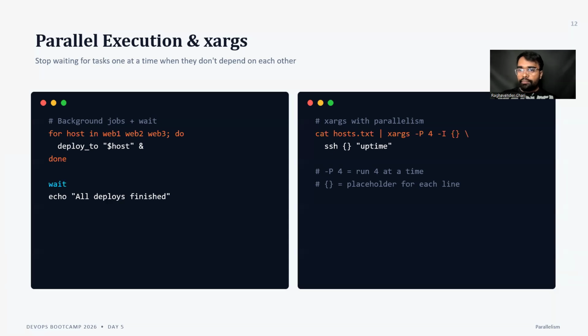Parallel execution and xargs. Stop waiting for tasks one at a time when they don't depend on each other. So for host in, this is a path. Background jobs plus wait. If you want to run it in parallel, you can use wait, and xargs with parallelism. You can also use xargs to run in parallel.